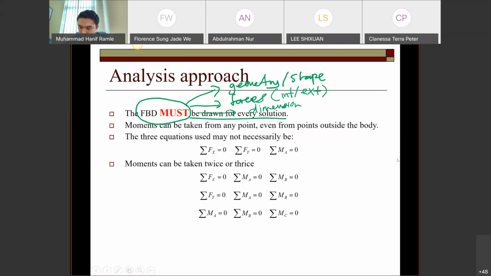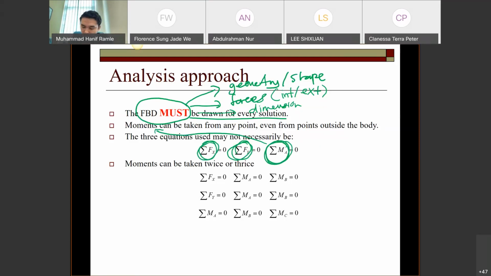The unknown value from the body. To get the unknown value, you must use the equilibrium system. The first one that I just said just now is about the force. Summation of forces must be equal to 0, and summation of moment must be equal to 0. For moment, it can be taken from any point, even from points outside the body.